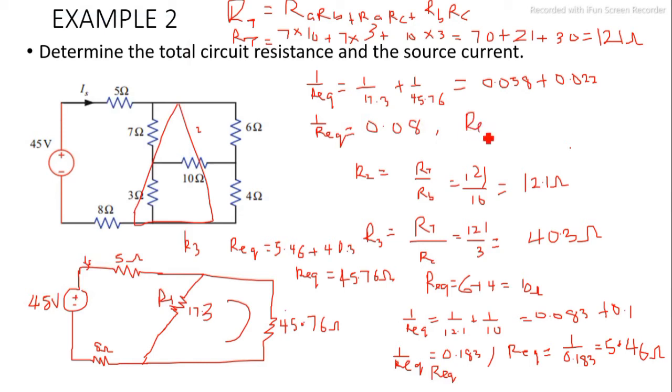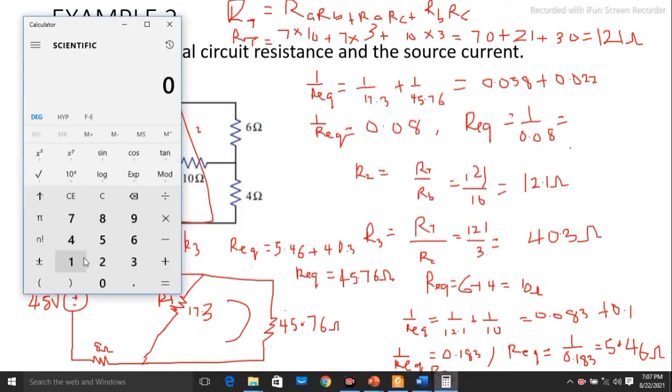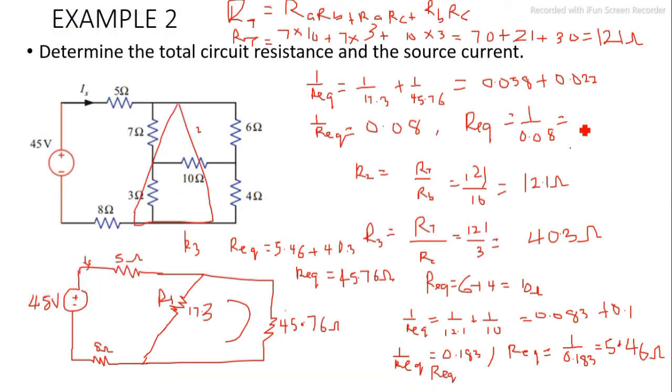That means our R equivalent will be equal to 1 divided by 0.08. So what is 1 divided by 0.08? That's 12.5. That means our R equivalent is 12.5 ohms. So these two resistances give us 12.5. So if they give us 12.5, we're going to replace it with one single resistor. So let's replace that with one single resistor.